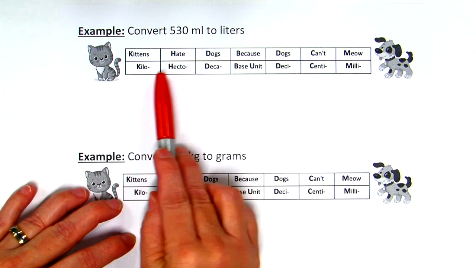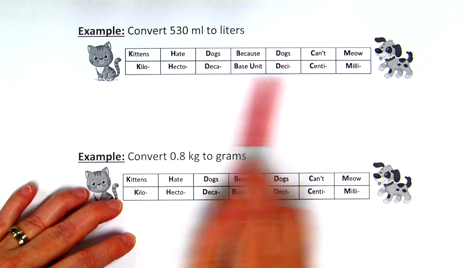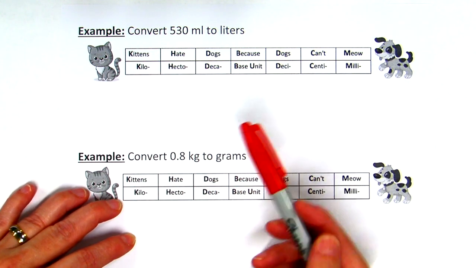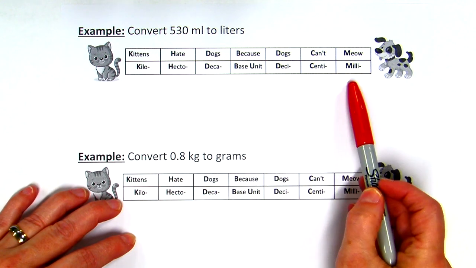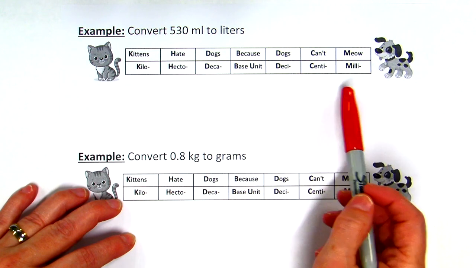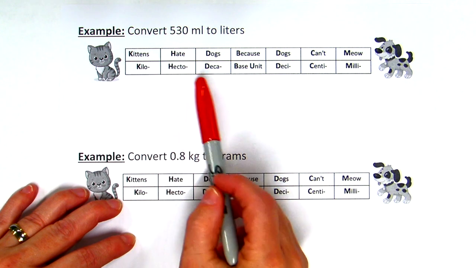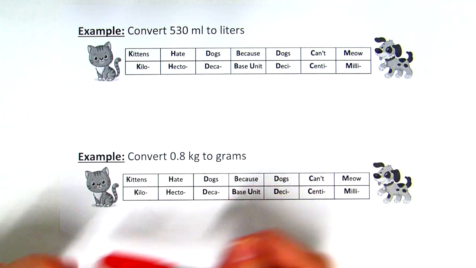We're going to take the first letter in each one of these and put a cute little saying to it. Kittens hate dogs because dogs can't meow. That will help you to be able to then write the metric prefixes from largest to smallest. The reason we are doing this left to right: if I hop to the left in the chart, I'm going to move my decimal and the number to the left. If I hop to the right in this chart, then I will move the decimal to the right.